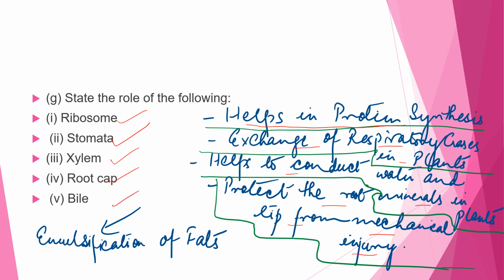And next one is bile. Bile, what is it doing? It is helping in the emulsification of fats. Is it clear? So these are the roles of the following things.